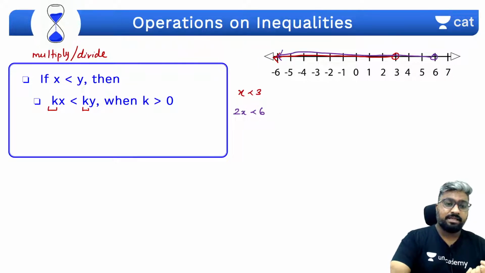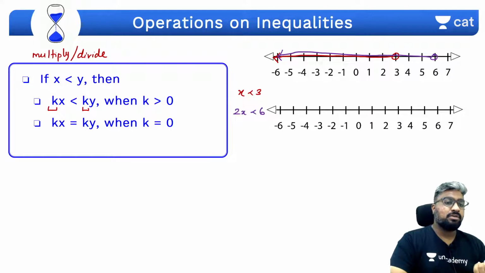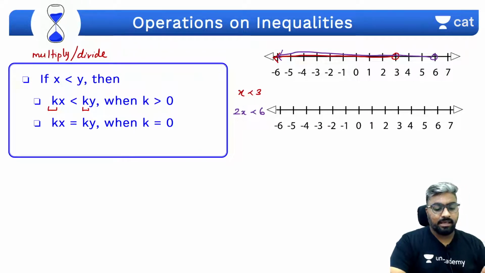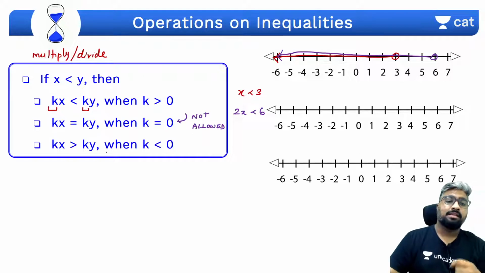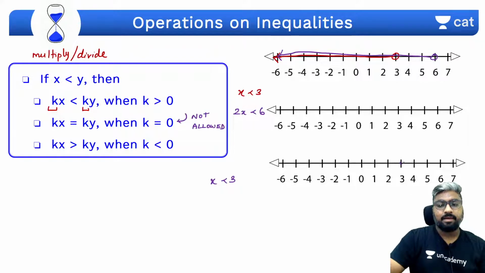Alternatively, if I multiply by 0, the whole inequality will become an equality. So we are not allowed to multiply by 0 on both sides, because then the inequality becomes an equation. The third case is if I multiply by a negative number. If I say x is less than 3, all these values will be included to the left of 3.